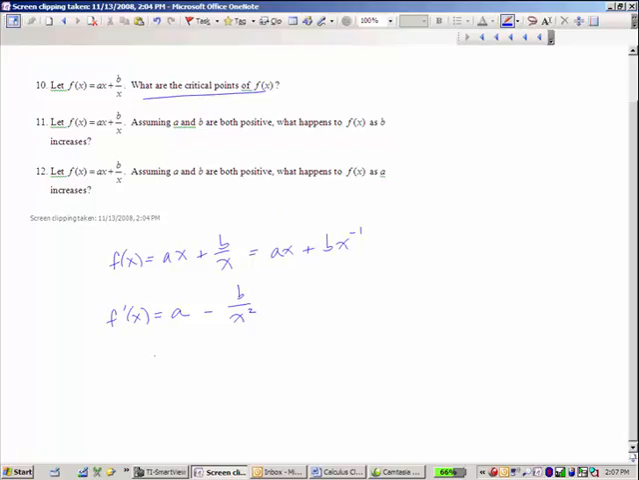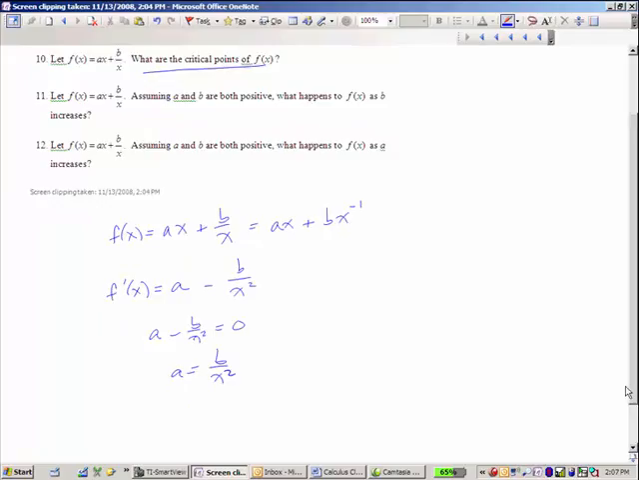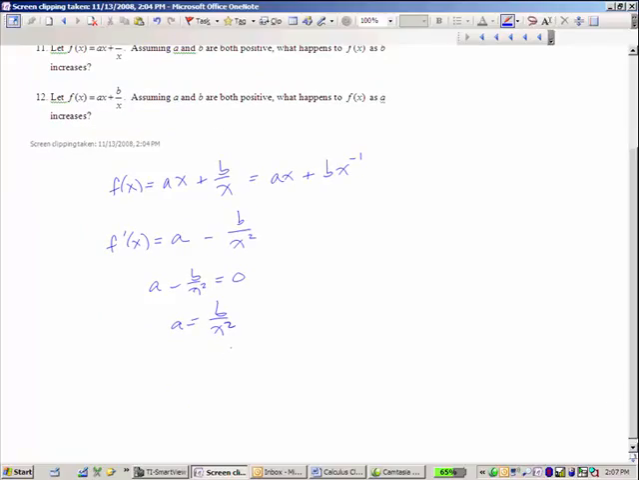By definition, a equals b over x squared. All right, hold on. Let me catch up with you. So a equals b over x squared. Yeah, keep going. So times x squared, so a x squared equals b. Keep going. x equals b over a, take the square root, plus or minus. So those are my critical points for this function. Plus or minus the square root of b over a.